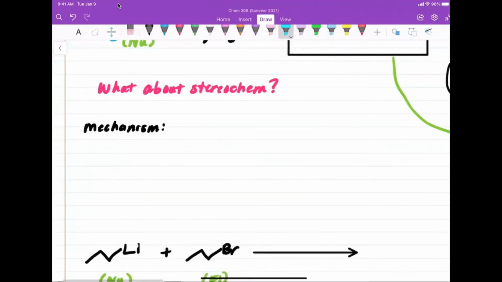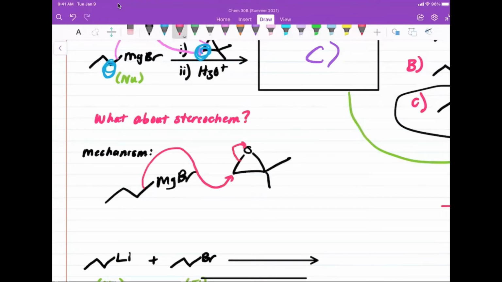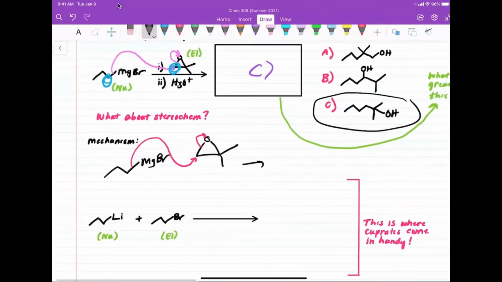So let's do the mechanism, which I basically already did up here, but that's okay, I'll do it again. So step one, we are going to react the organometallic with the less substituted side of the epoxide. Then we get this. Let me just make sure I counted carbons properly. 1, 2, 3, 1, 2, 3, 1, 2, 3, 4, 1, 2, 3, 4. Okay, I'm good.